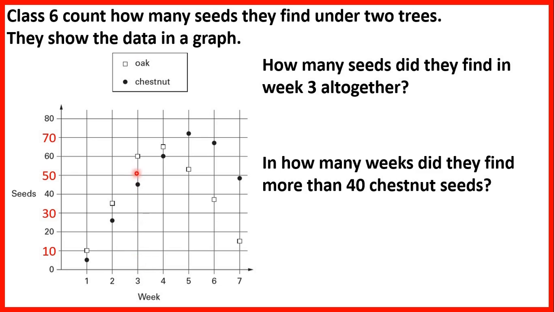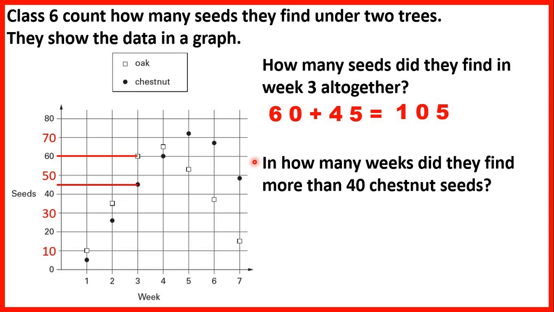So if we go up from week 3, we can see that there were 60 oak seeds, and then if we draw a line across from chestnut seeds, we can see that that's halfway between 40 and 50, so 45. Now we want to know how many altogether, and 60 plus 45 is 105. So they found 105 seeds in week 3 altogether.